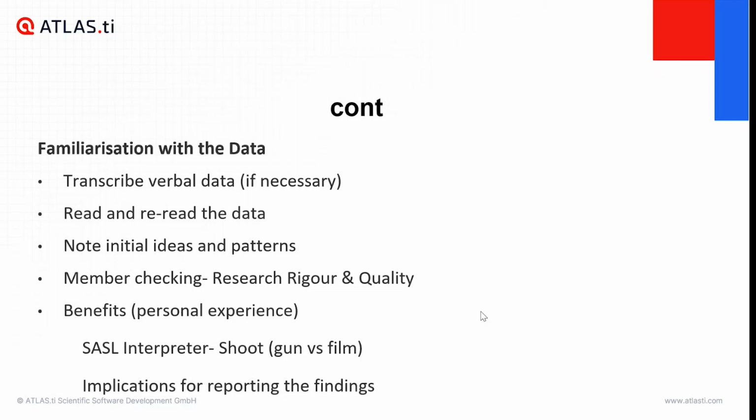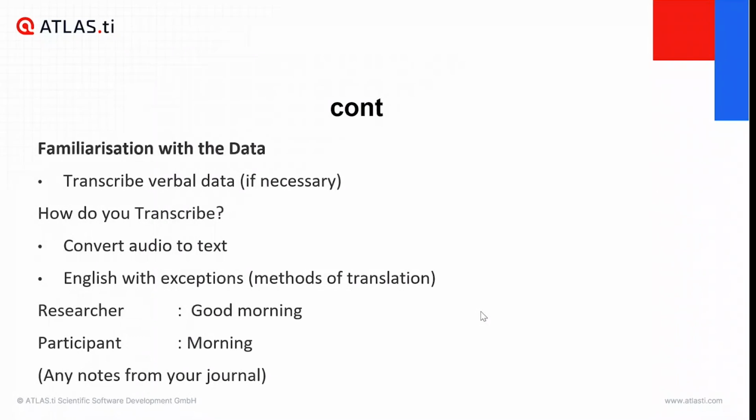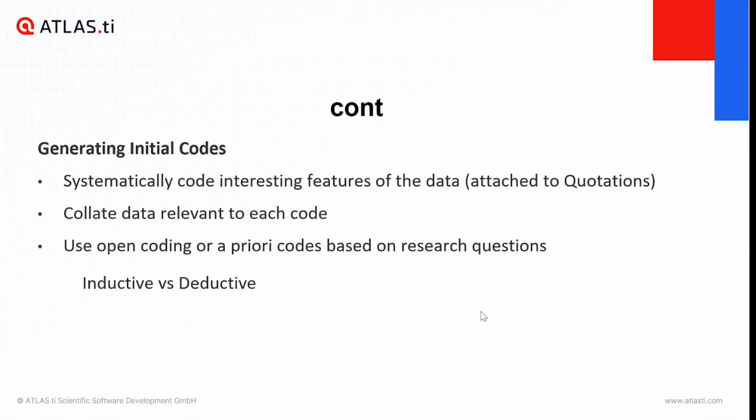So it is very important to do member checking as part of promoting research rigor and responding to research quality. Now, how do you generate the codes?